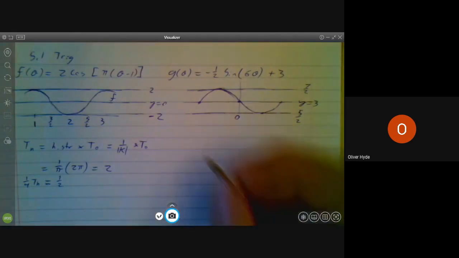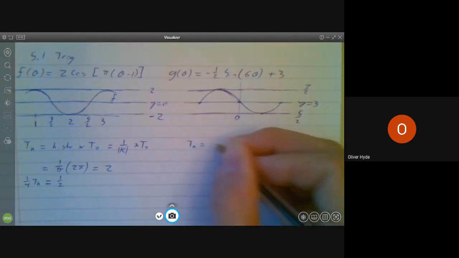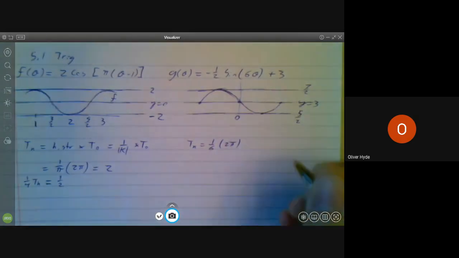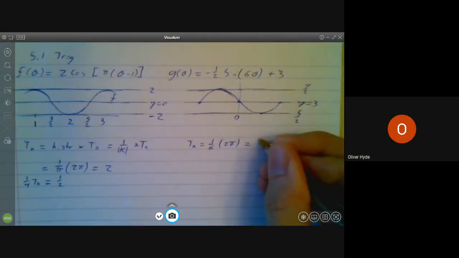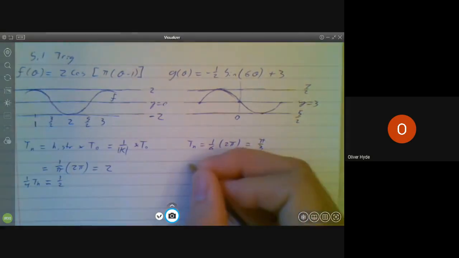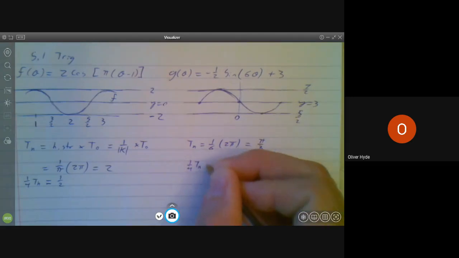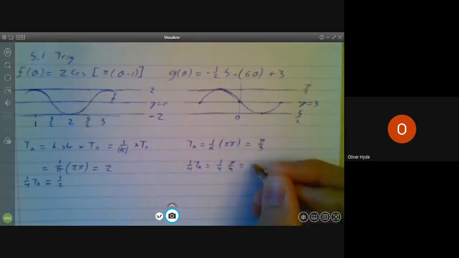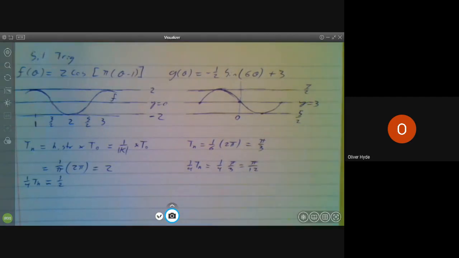Now let's deal with this period. My new period is going to be 1/6 of my old period, which in this case was 2 pi. 1/6 of 2 pi is going to be pi over 3. Let's figure out the quarter period. That's going to be 1/4 of 1/3 of pi, also known as 1/12 of pi, or pi twelfths.